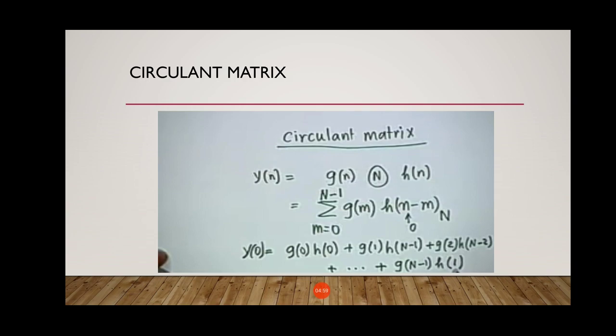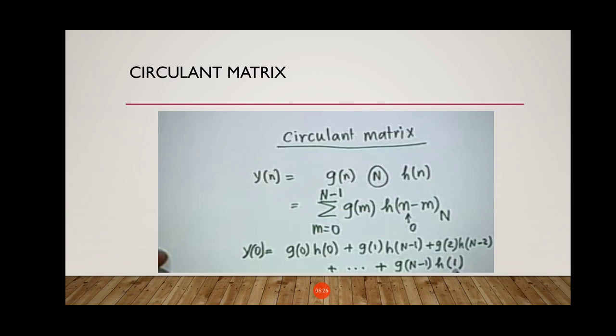The third procedure was utilizing the convolution property, that is, by finding the individual DFTs, then multiplying them, and then finding their inverse DFT. This is the fourth method, wherein we use the property of the circulant matrix.